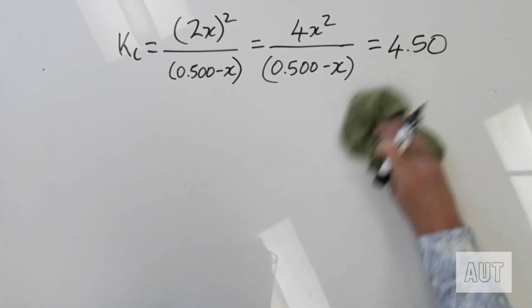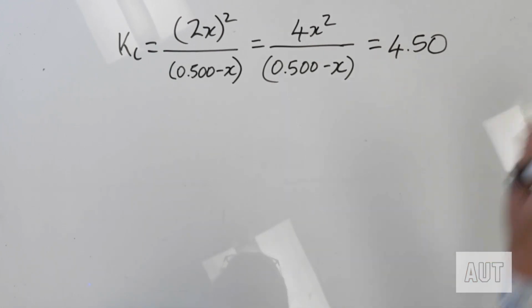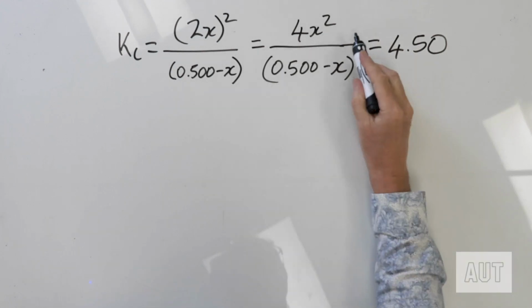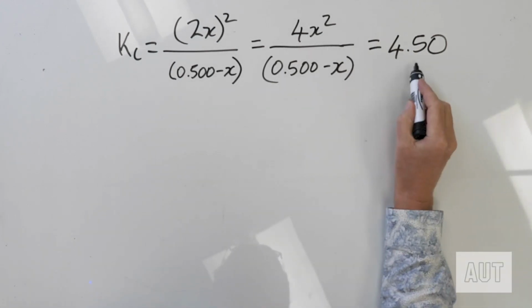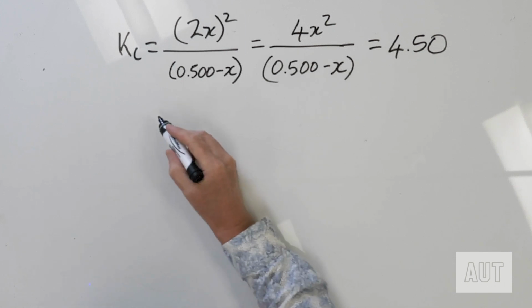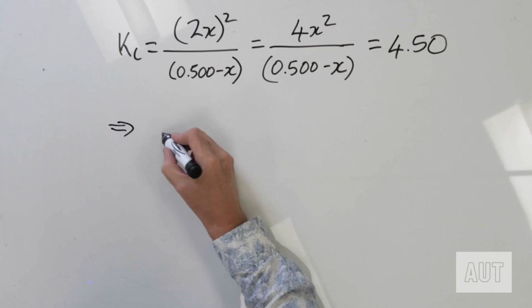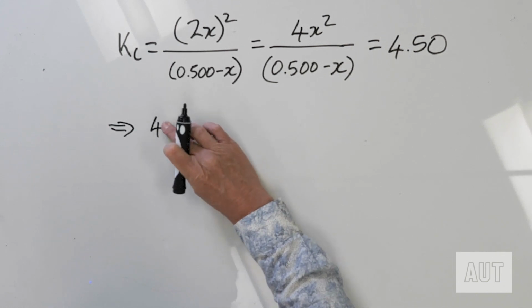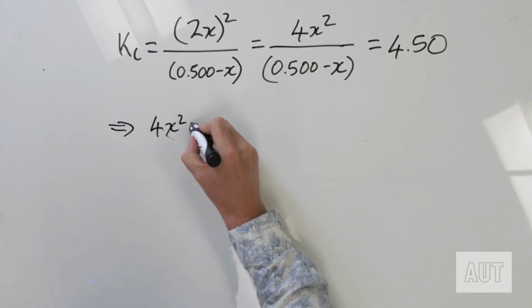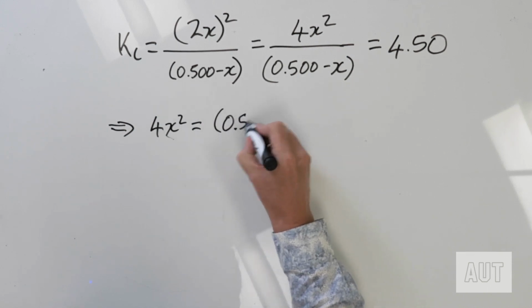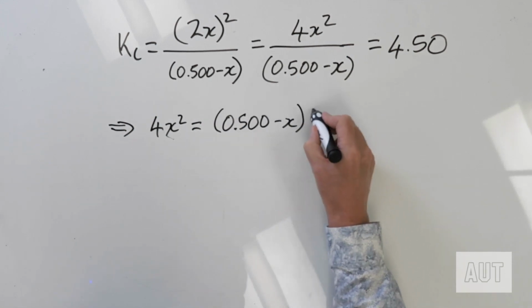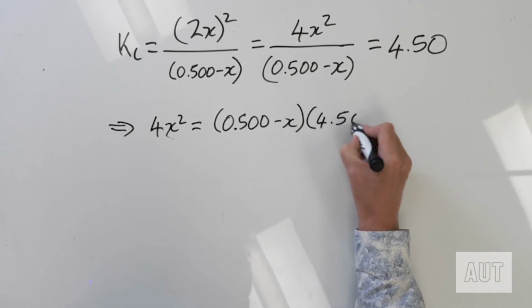Right. Where do we go from here? Well, you might not be able to see this straight away, but in fact, this is a quadratic equation. 4x² over 0.5 minus x is equal to 4.5. Okay? So then, let's rearrange that. So therefore, 4x² is going to be equal to (0.500 minus x) multiplied by 4.5.